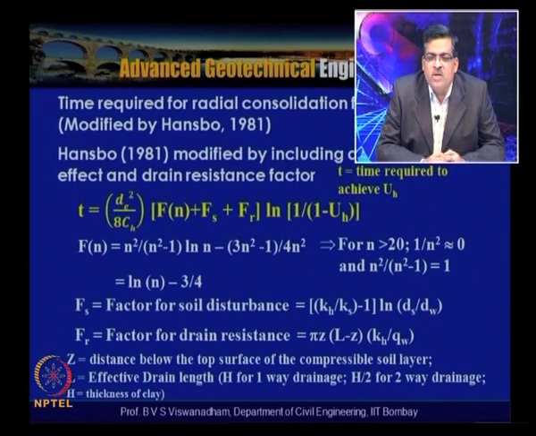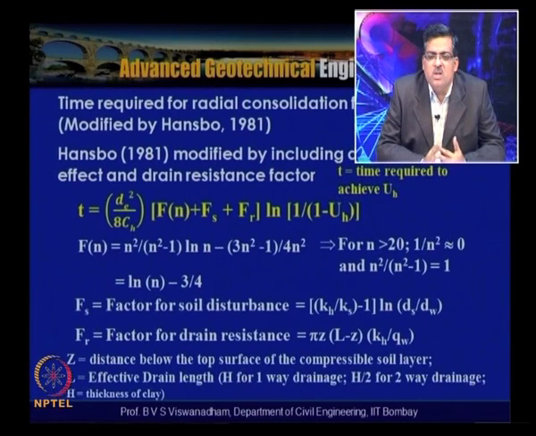So the factor for the drain resistance is accounted for, which is F(r) = pi z (L - z) kh/qw, where z is the distance below the top surface of the compressible layer, and L is the effective drain length, H for one way drainage, where H is the thickness of the clay layer, and H/2 for two way drainage.